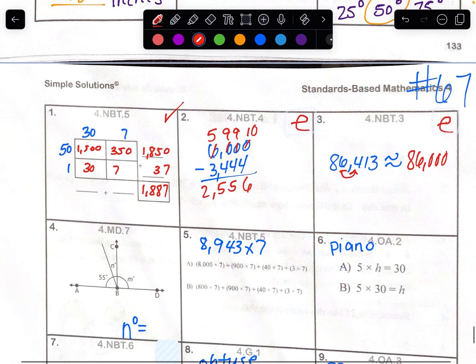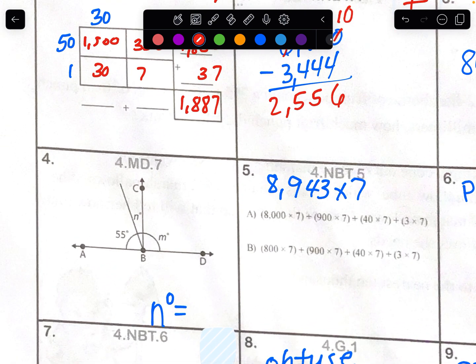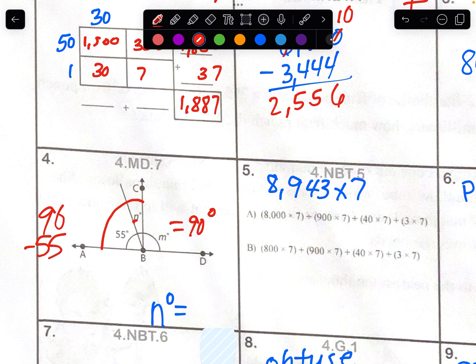All right, number 4. This one was a little different. They tell you 2 pieces of information. They say ABC is 90 degrees. So that means this angle right here is 90. And then they say angle CBD is also 90 degrees. They only want to know what N is. But you could go ahead and put 90 degrees here because that's what that is. So if you know that ABC is 90, well, that's just 90 minus 55, which is going to give you 35 degrees for N.